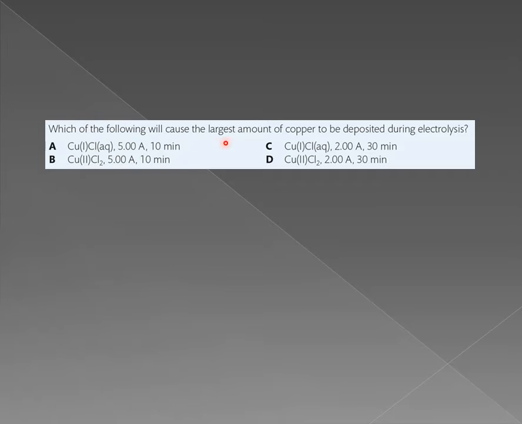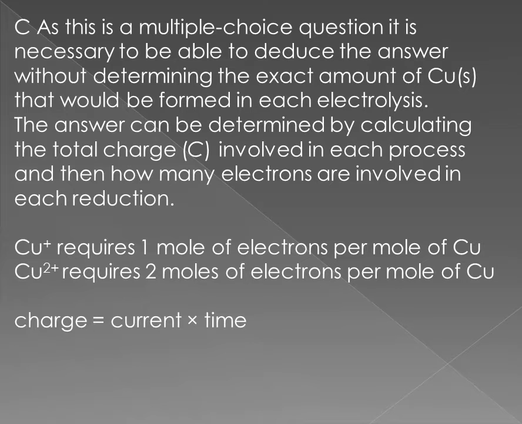Which of the following will cause the largest amount of copper to be deposited during electrolysis? So the answer is C. As this is a multiple choice question, it is necessary to be able to deduce the answer without determining the exact amount of copper that will be formed in each electrolysis. The answer can be determined by calculating the total charge involved in each process and then how many electrons are involved in each reduction. Copper plus 1 requires 1 mole of electrons per mole of copper. Copper plus 2 requires 2 moles of electrons per mole of copper.